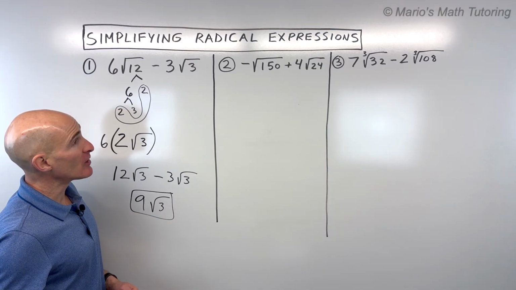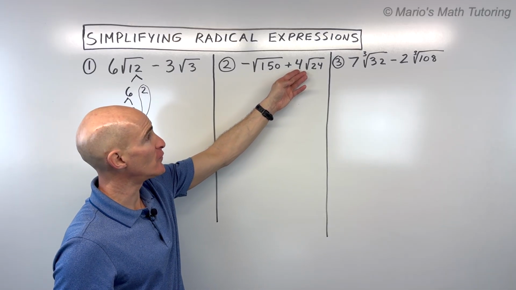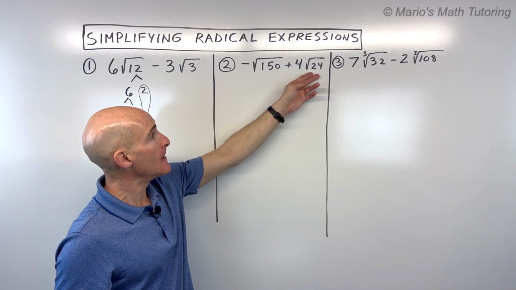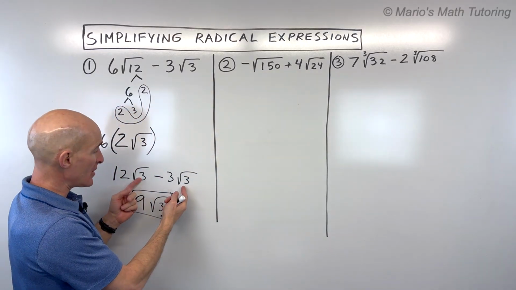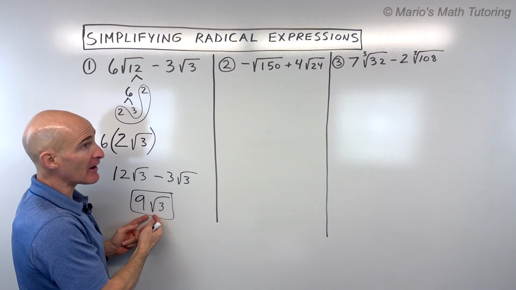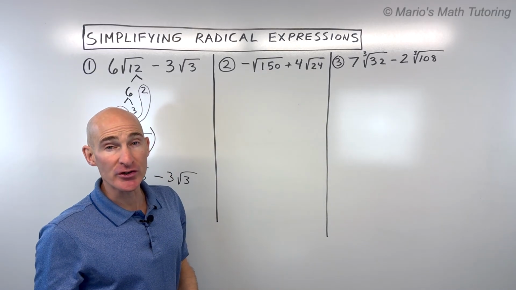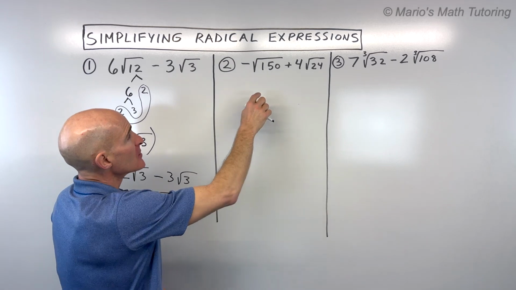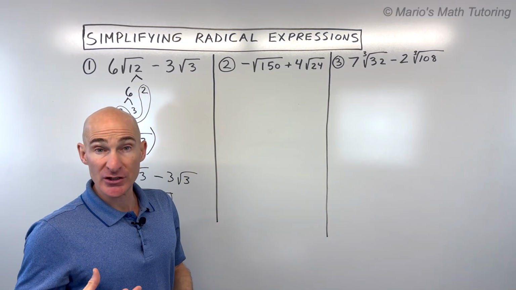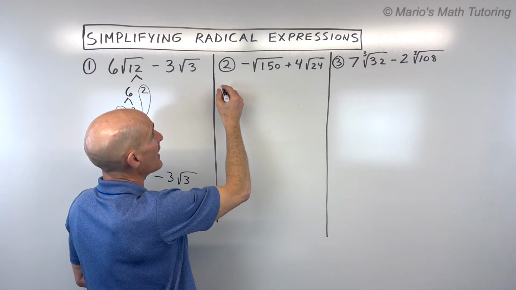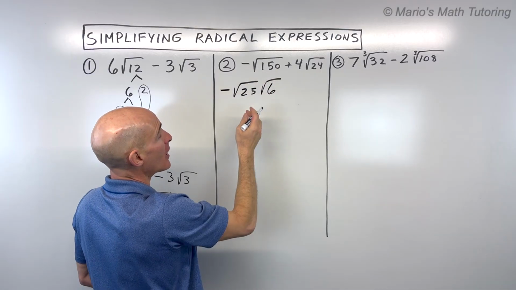So let's look at example number 2 now. We've got negative square root of 150 plus 4 square root of 24. Now you can see these two quantities underneath the square root are not the same like they were over here, so we can't just go right into simplifying. What we want to do is simplify what's underneath that square root first and then take it from there. So square root of 150, now I know that there's a perfect square that goes into 150, 25, because I know that 25 times 6 is equal to 150.